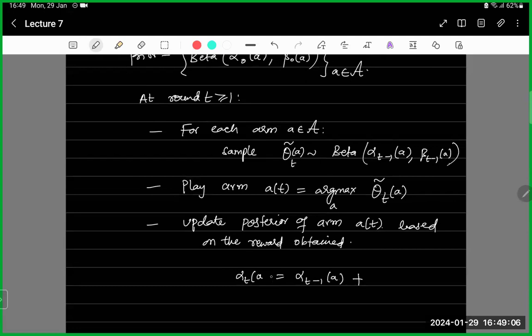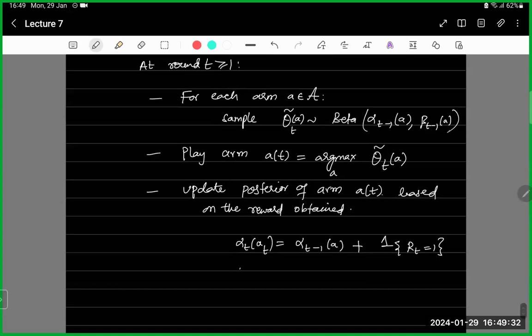You have played arm A_t, right? Only for that particular arm will the posterior change. For other arms, we did not get any sample, because we played one particular arm and got one sample from it. For other arms, the posterior will not change. Only for arm A_t, which we have played, the posterior will change like this: indicator of R_t equal to 1. This looks fine, right? If you get a success, you update beta for that particular arm. For other arms, you just don't change anything.